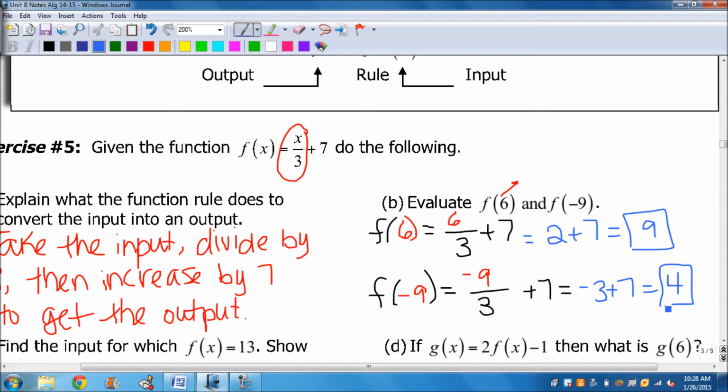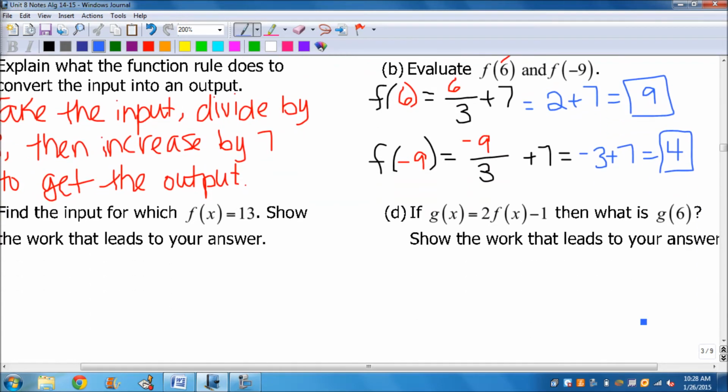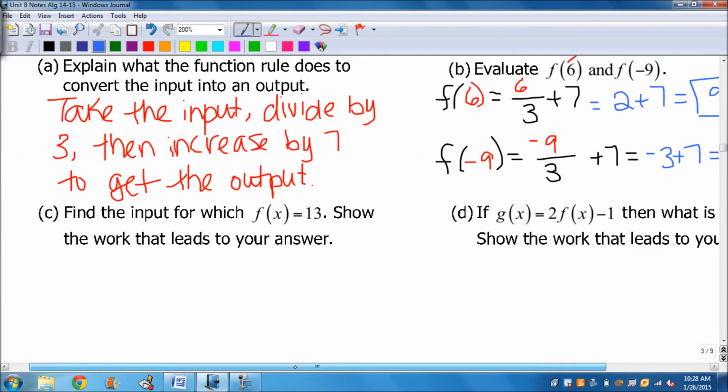All right, fantastic. So question C, find the input for which f of x equals 13. Show the work that leads to your answer. So this time, I don't know my input. My input is unknown, but I do know what my output is. I know my output is going to be 13.